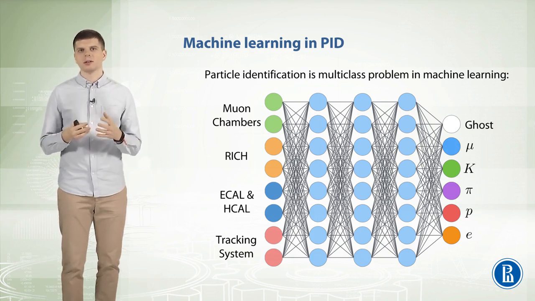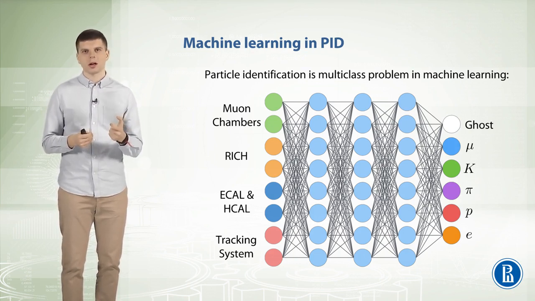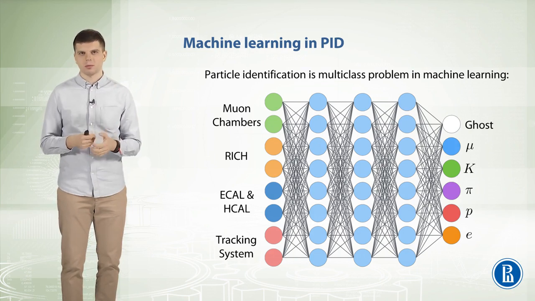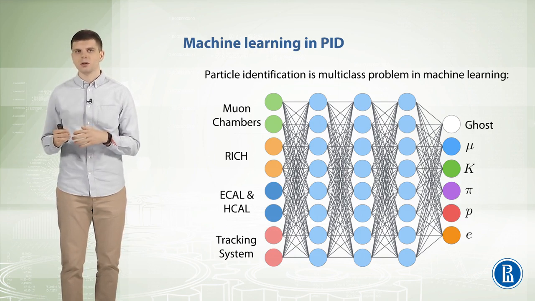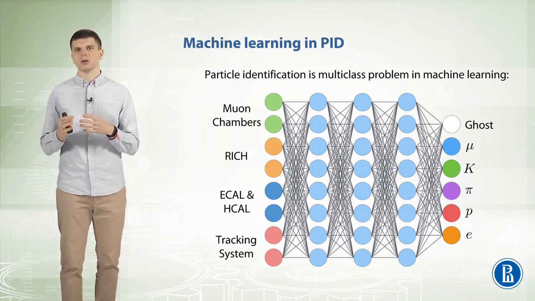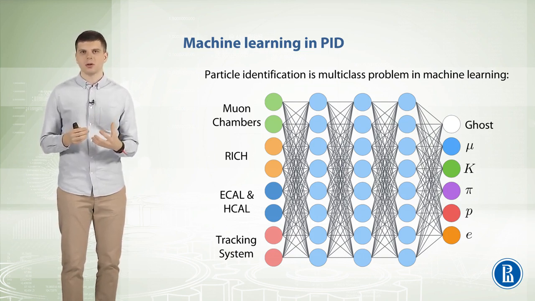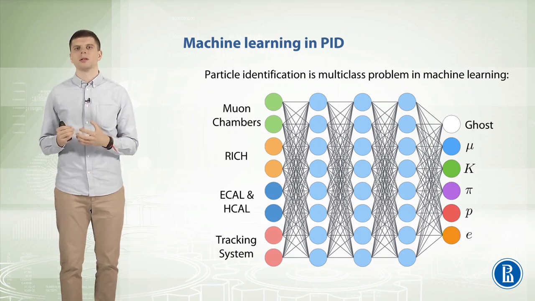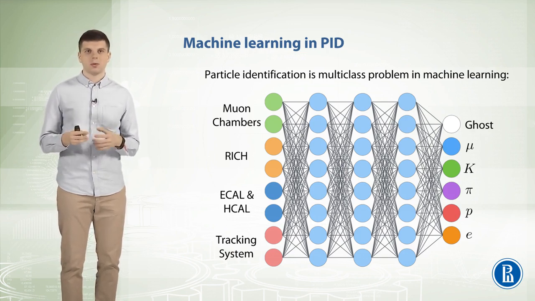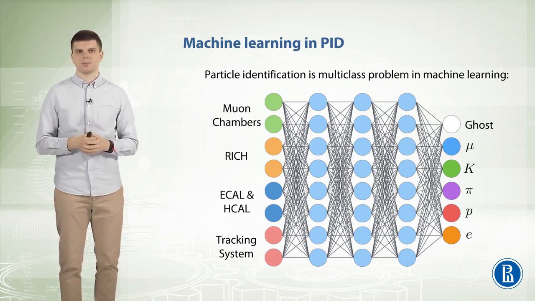Outputs of the classifier are 6 labels. 5 of them correspond to 5 different particle types: muon, kaon, pion, proton, and electron. And the last one corresponds to all other particle types and just noisy tracks that are called ghosts. A ghost is a track that was recognized by mistake by the track pattern recognition method and doesn't correspond to any real particle in the detector. So, for each track recognized in the detector, the classifier gives probabilities to belong to each of these particle types.